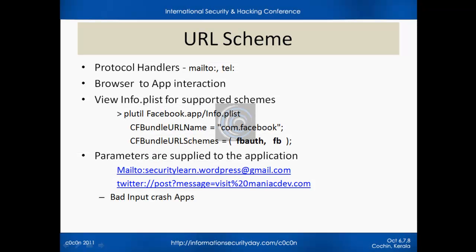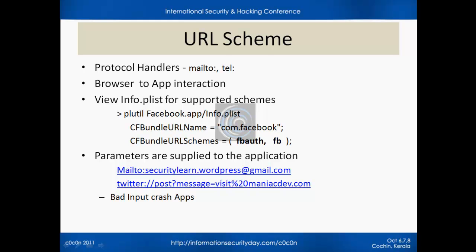URL schemes. This is a different name Apple has given for protocol handlers. In Windows, if you type mailto in your browser, it automatically opens up Outlook. In the same fashion, if you type mailto in your iPhone Safari browser, it opens the mail application. URL schemes provide browser to application interaction. To find out the URL schemes supported by your application, look at the CFBundleURLSchemes section in the info.plist file.